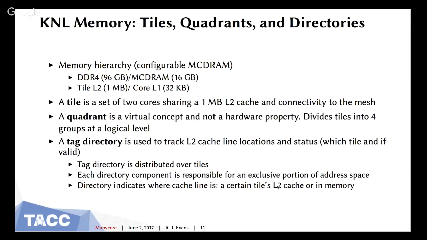And depending on how the node is booted, these quadrants change the way the cores process cache misses. There's this concept of a tag directory, and that's what tells the cores where the data is, or where the most recent real copy of the data is. So if there's a cache miss, it tells the core where to get it.